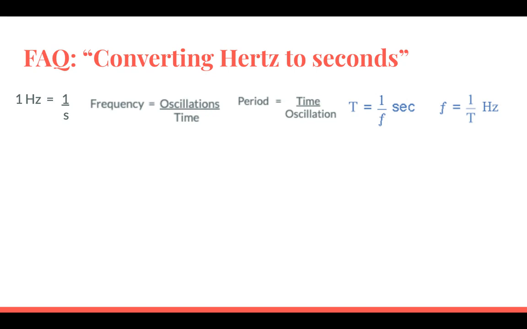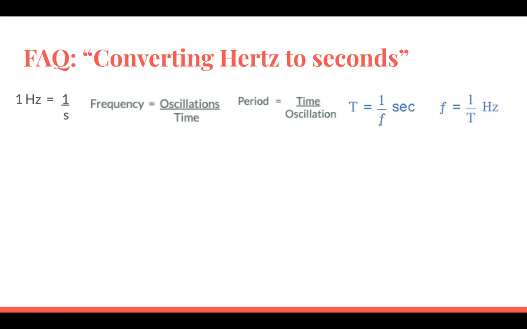So we don't technically convert to hertz. Technically, we're converting from period to frequency. The definition of period is the time it takes for one vibration or oscillation. Again, those two words mean the same thing. Frequency is the number of vibrations or oscillations per unit time. So that's the definition of what frequency and period are.